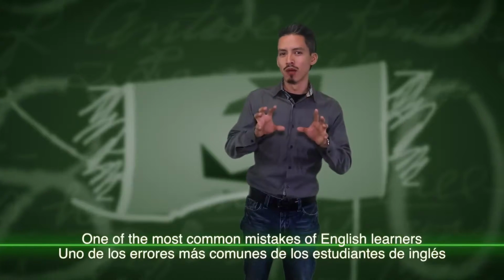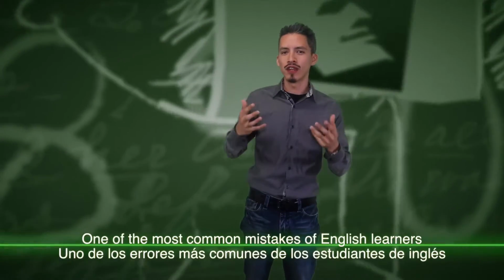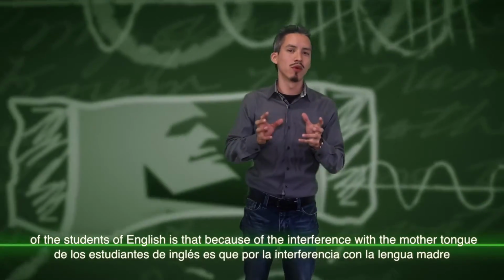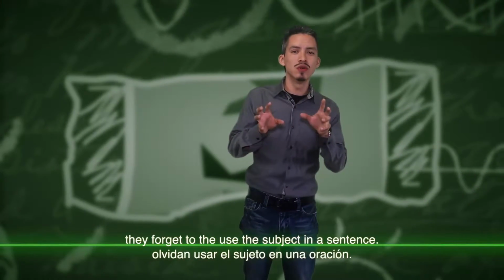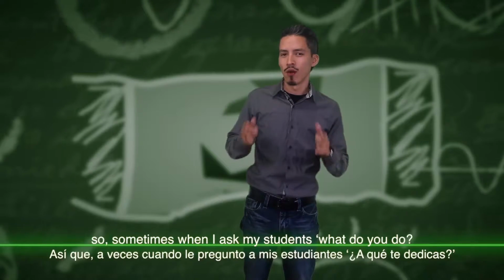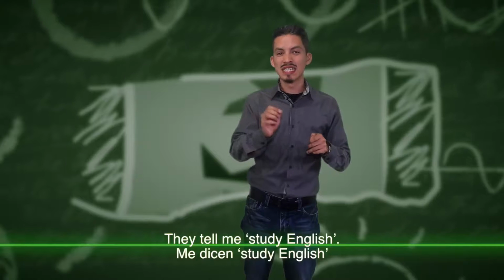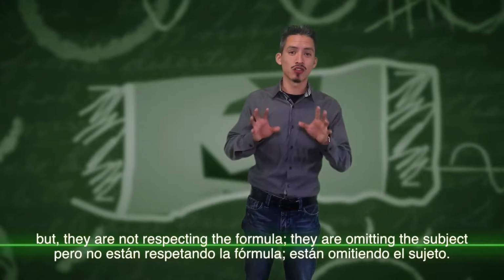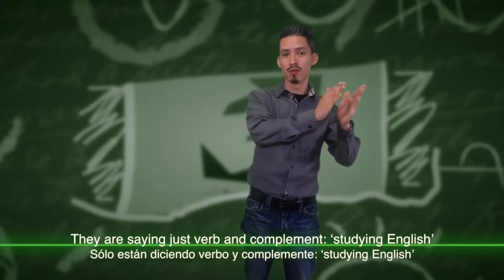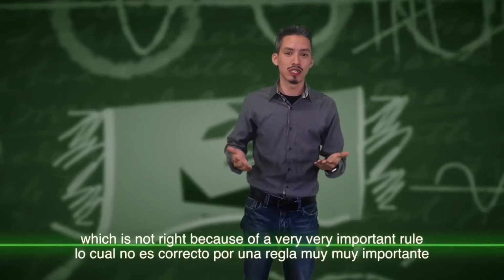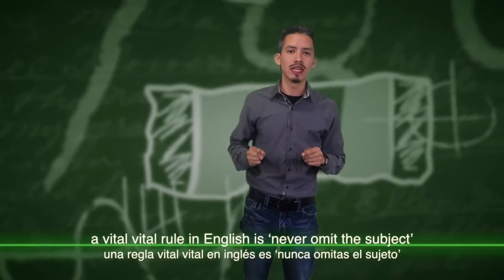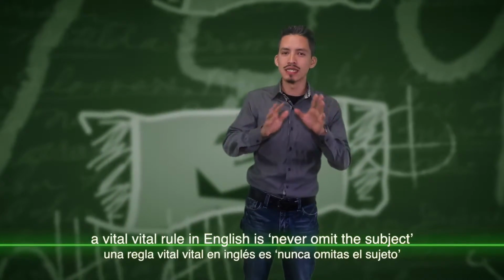One of the most common mistakes of students of English is that, because of the interference with the mother tongue, they forget to use the subject in a sentence. So sometimes when I ask my students, what do you do? They tell me, study English. But they are not respecting the formula, they are omitting the subject. They are saying just verb and complement, study English, which is not right. Because a very, very important rule, a vital rule in English, is never omit the subject.